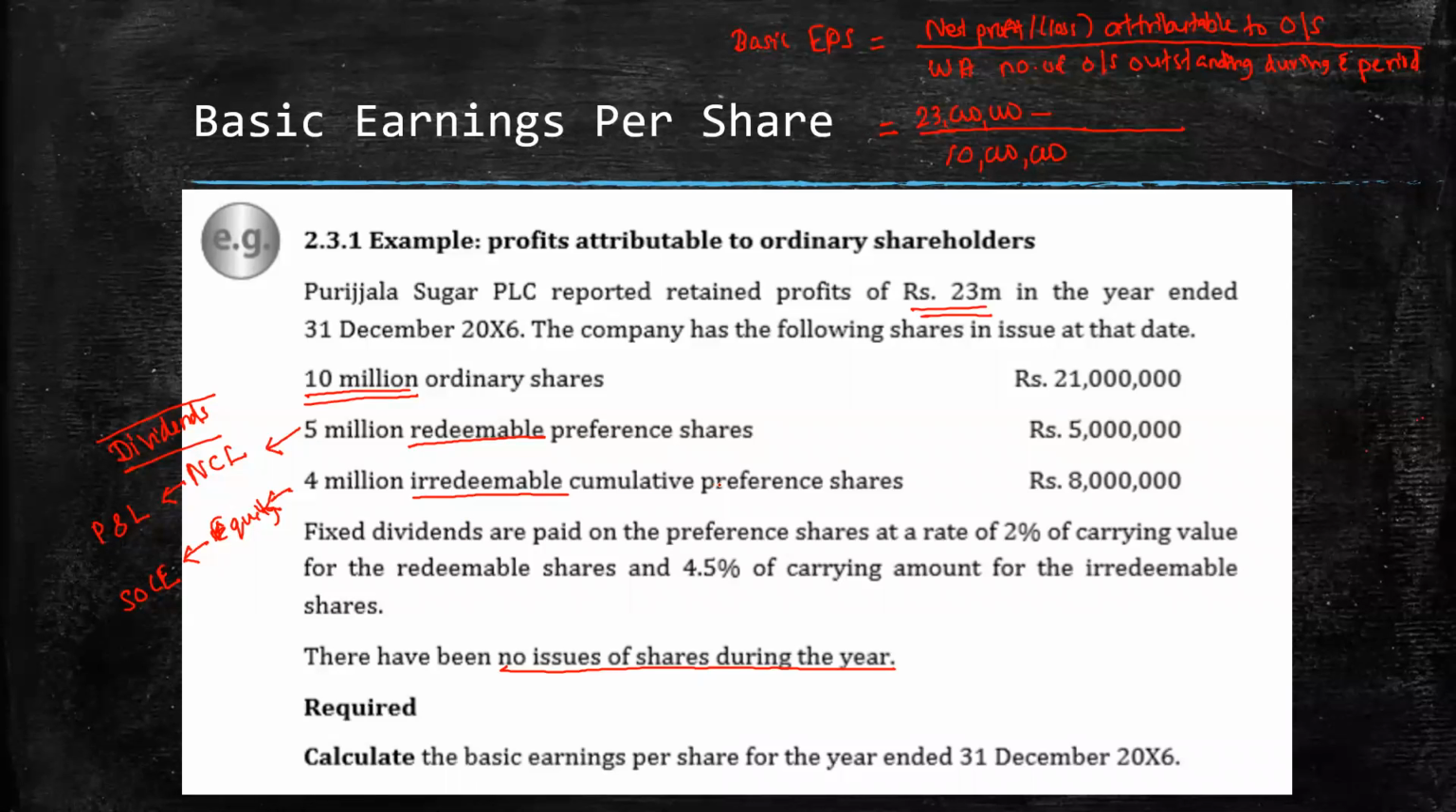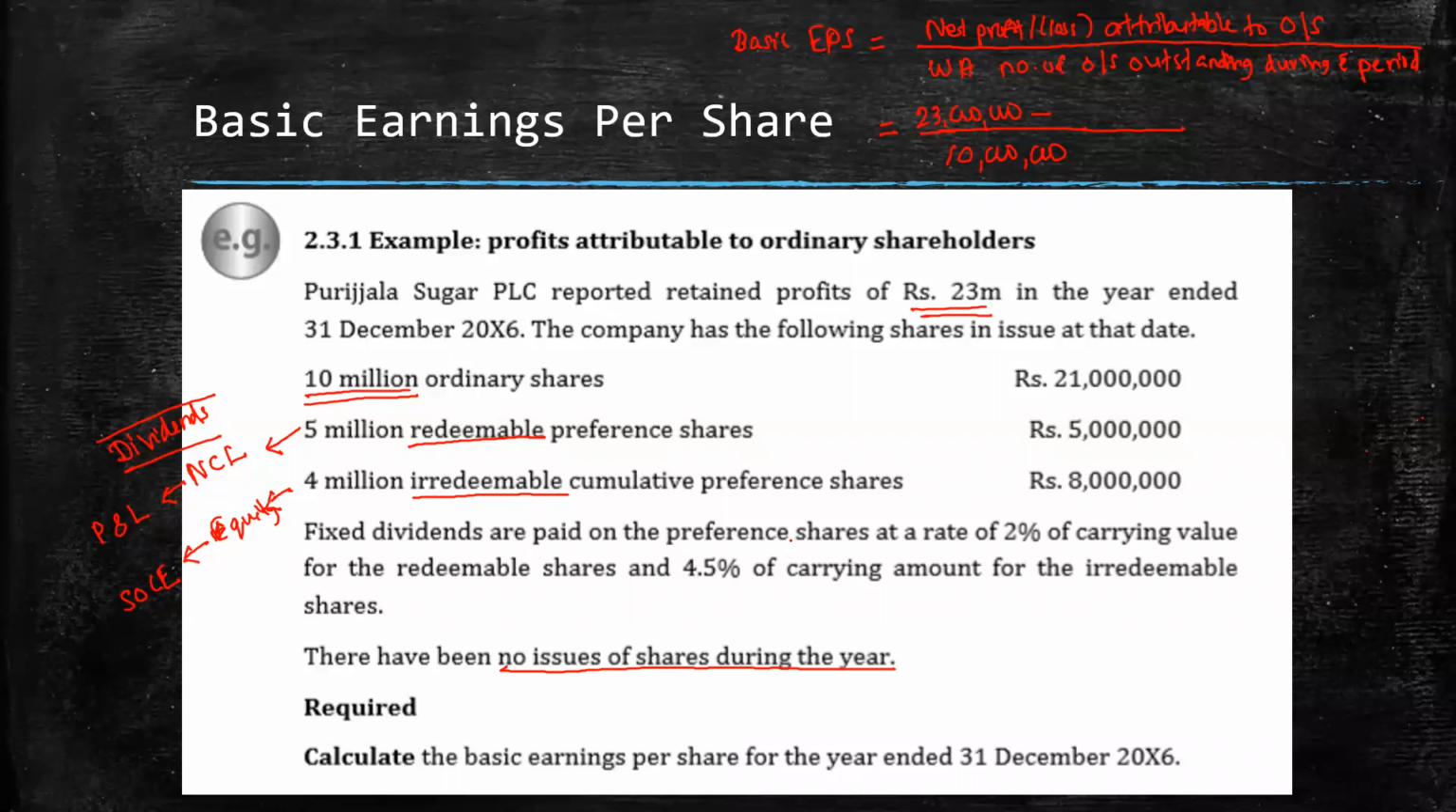Redeemable preference shares and irredeemable preference shares. Now, back to basic EPS. Here, from the net profit or loss for the period, we need to deduct preference dividends. I explained the reason: when calculating net profit or loss, preference dividends have not been deducted, because they are deducted in the statement of changes in equity. So they are not yet deducted here. Now, what is the amount we need to deduct?